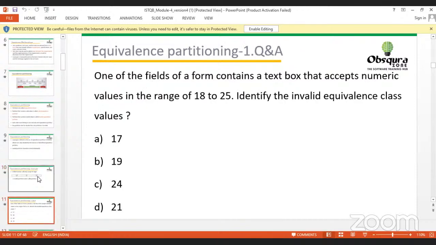Now we'll move on to a question. One of the fields of a form contains a text box that accepts numeric values ranging from 18 to 25. You have to identify the invalid equivalence class values. Invalid means, since 18 to 25 is the range given, invalid values will be less than 18 and greater than 25. So what will be the invalid equivalence class values here?